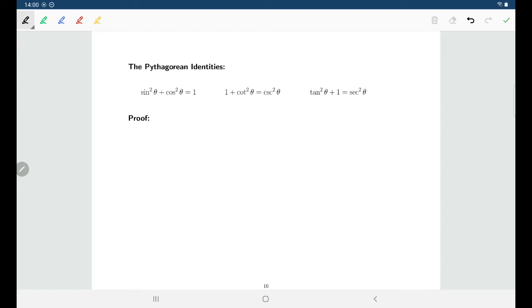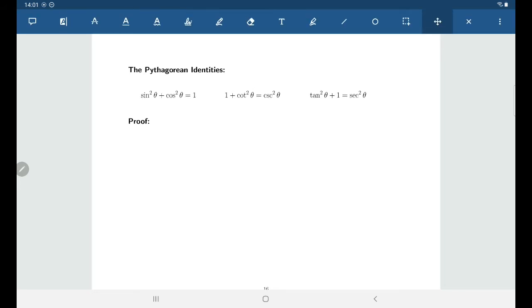So these identities are telling us that for whatever angle we're interested in, if you look at sine theta and square it, take the same angle, cosine theta, and then square it, those two things will always add up to 1, no matter what the angle is. And we have similar relationships between cotangent and cosecant, and also between tangent and secant. And all of this begins with our right triangle.